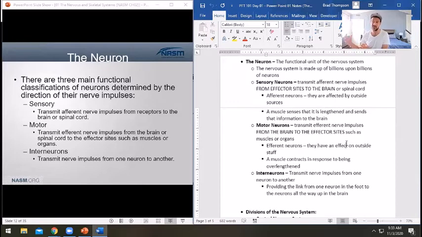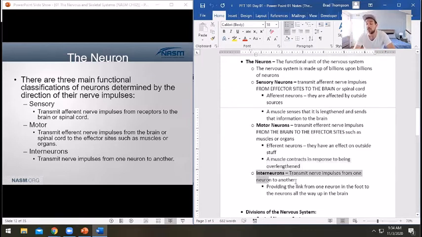And so it contracts a little bit in the opposite direction, back, go to an effector site. So a muscle contracts in response to being over lengthened. That's a motor response. So sensory neurons are information going to the brain. Motor neurons are information coming from the brain. And sensory neurons are at a site in charge of sensing information, and motor neurons are at a site in charge of recruiting muscles or glands in order to create some type of effect.